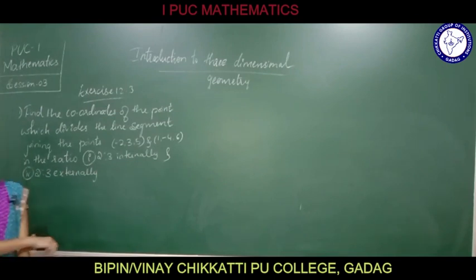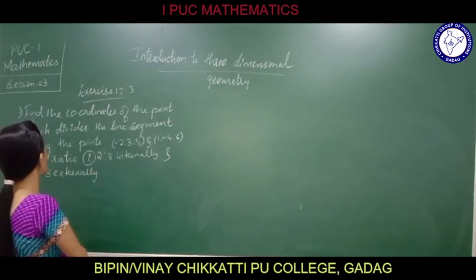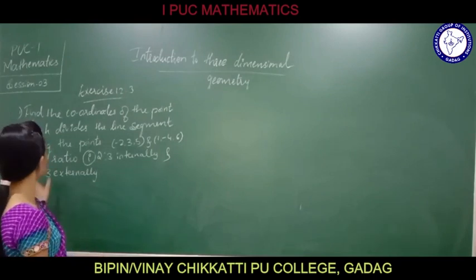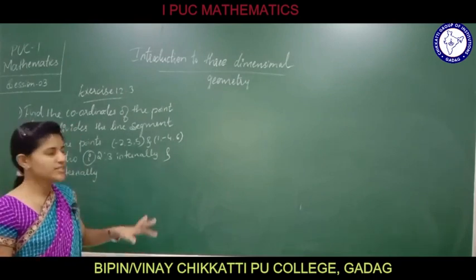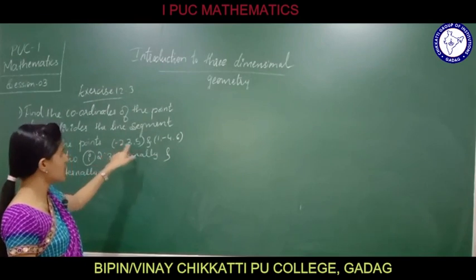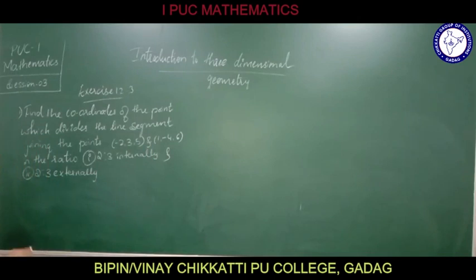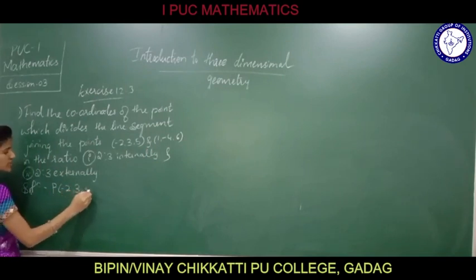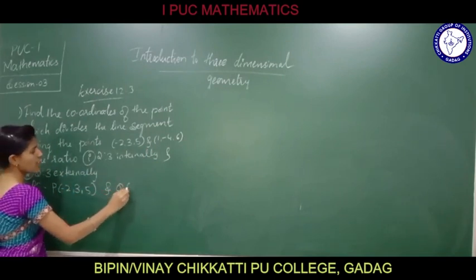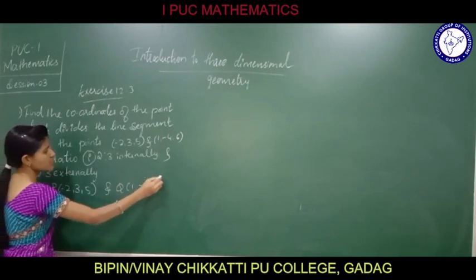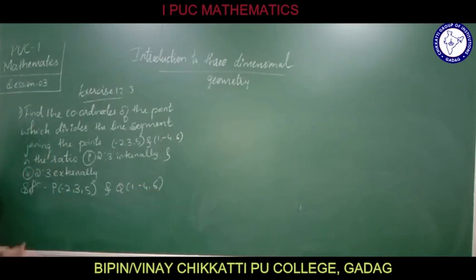Let us first understand what the given question is. See what they have given. We need to find the coordinates of the point. Which point? The one which is going to divide these 2 points, that is P and Q, first internally and then externally. Let us start solving. Okay. What are we going to do? Let us consider the point P as -2, 3, 5 and Q as 1, -4, 6. So it's going to be x1, y1, z1 and x2, y2, z2. Right?